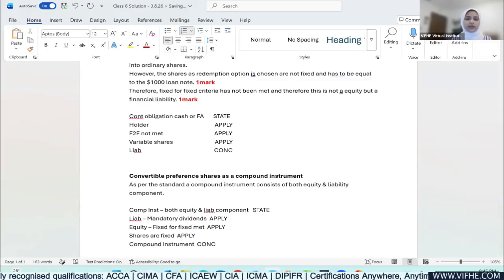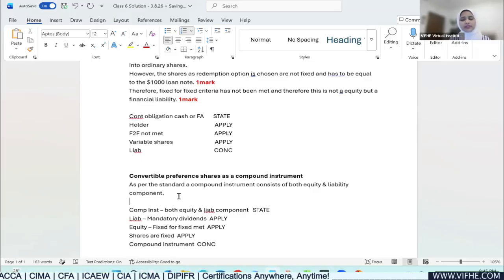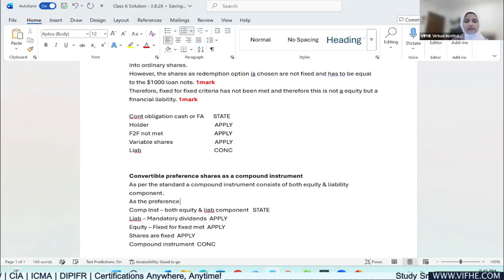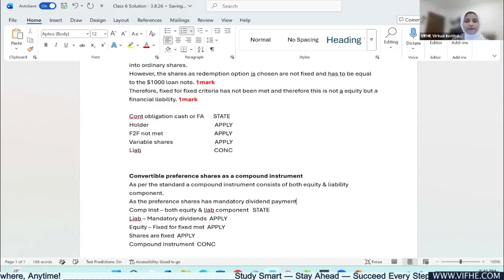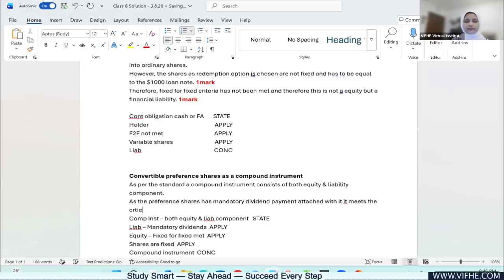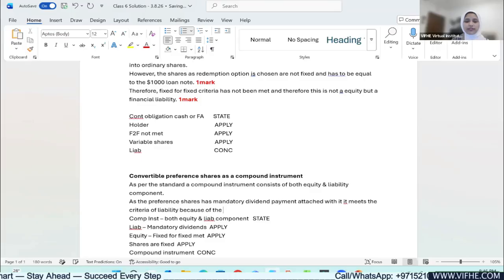Okay. Now coming to the next, what component over here was liability? As the preference shares have a mandatory dividend payment attached with them, it meets the criteria of liability because of the obligation to pay cash. Whole point. Worthy easily of a full 1 mark.